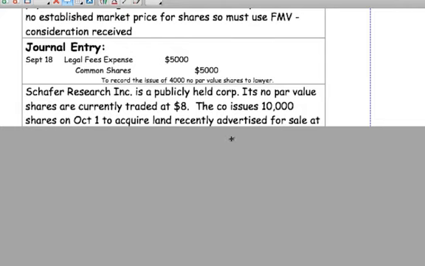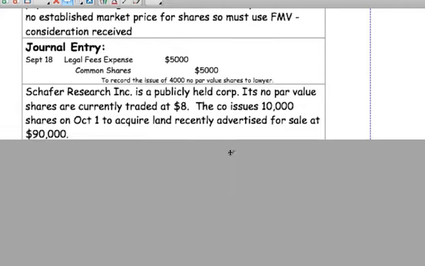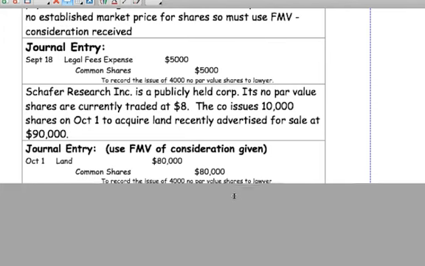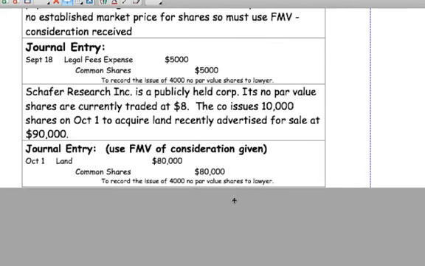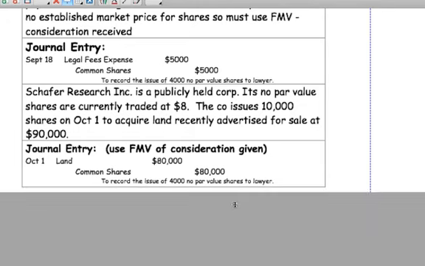Let's look at this one. Schaefer Research Incorporated is a publicly held corporation. Its no par value shares are currently traded at $8. The company issues 10,000 shares on October 1st to acquire land recently advertised for sale at $90,000. So let's think about this one. We're going to give up shares whose fair market value is $8, and we're going to give 10,000 of them. So that would be $80,000 of consideration we're giving up. However, the consideration we're receiving for the land is $90,000. So the question is, do we go with the $80,000 or the $90,000? Well, we're going to go with the consideration given up. So there we have the $80,000. We're giving up our shares at $8. So our land is debited for the $80,000 because we just got land for the issuing of our common shares.